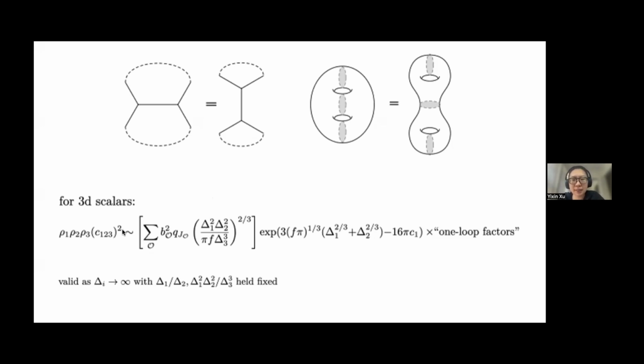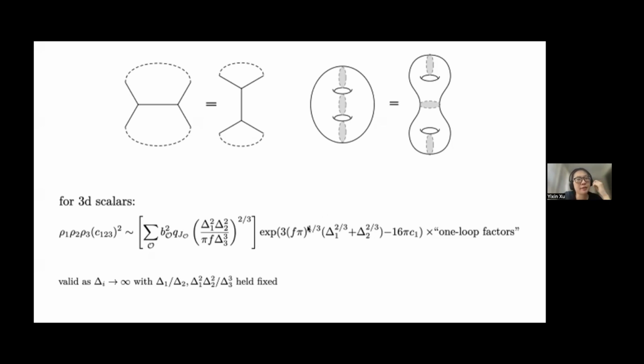So on the left-hand side, we have rho 1, rho 2, rho 3, which denote the density of states for the corresponding conformal representations. And the C1, 2, 3 is the average OPE coefficients. On the right-hand side, the first factor is going to be a sum over all the primaries of the 3D CFT. And B sub O is a thermal 1-point coefficient, and Q sub J is just some known constant, which I will show in a later slide.